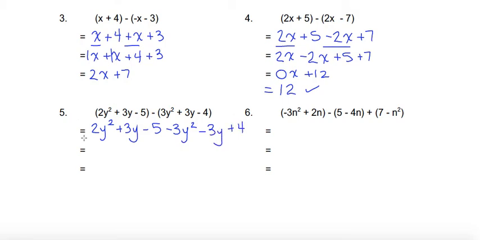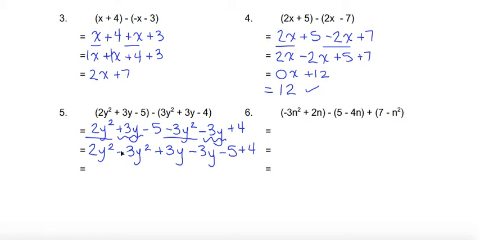Now I want to collect my like terms. I'm going to start with my largest exponent, which is my y squared. So I have 2y squared. I have another one over here, so negative 3y squared. Then I'm going with my y's. I have my plus 3y and my negative 3y, and then my constants, negative 5 plus 4.